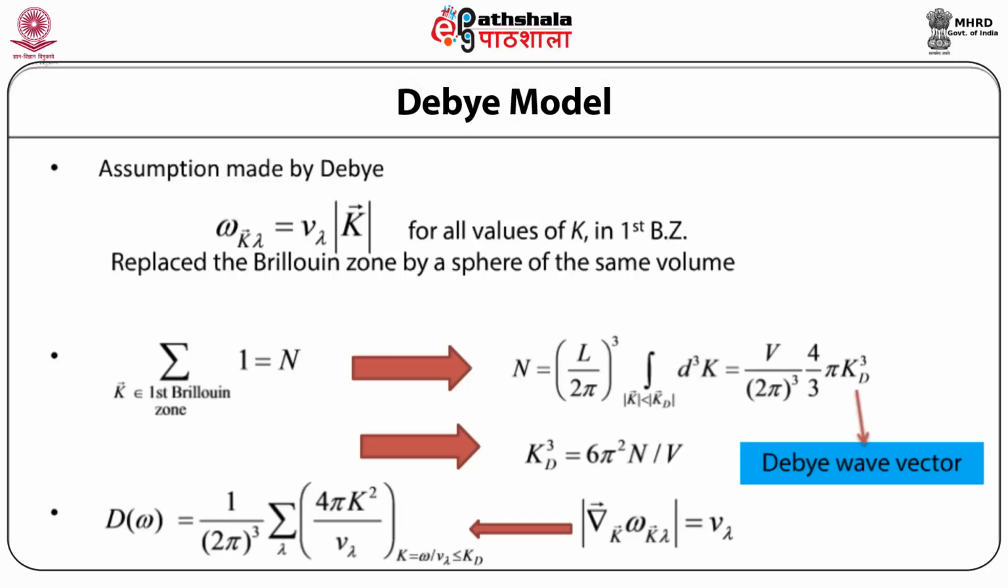Now, since the modulus of the derivative of omega k lambda with respect to k is equal to v lambda, the density of states, capital D function of omega, is equal to 1 divided by 2 pi cubed, summation over lambda, and the summation is over 4 pi k squared divided by v lambda, where k should be equal to omega by v lambda, which is less than kd. So this kd, as I said, is a cutoff. It is a Debye wave vector, which is a cutoff.